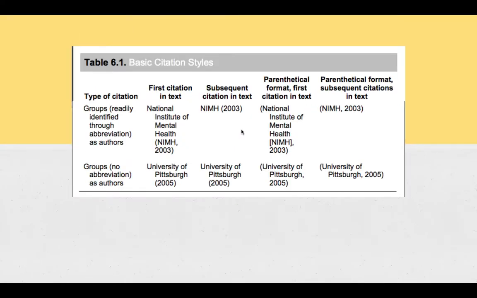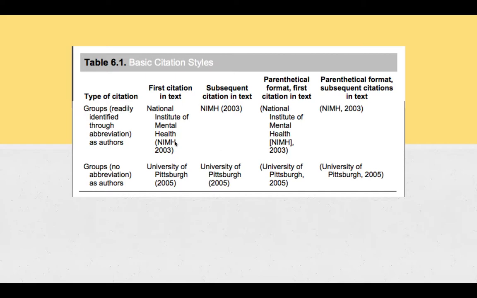The other things that we frequently cite are groups or institutions. So, for example, I'm citing a research study done by the University of Pittsburgh. I'm going to write out University of Pittsburgh every single time. But I might have something by the National Institute of Health. And in science fair, we cite a lot of those national institutes.